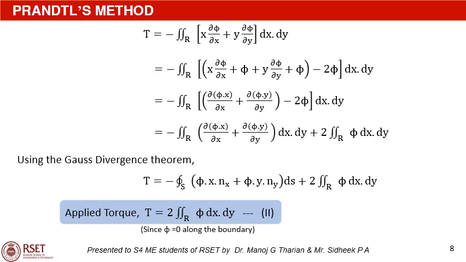We have already seen that the Prandtl stress function phi along the boundary for a solid section is 0. So the first integral along the boundary becomes 0. Thus, the applied torque T is equal to twice double integral over the region R of phi dx dy.